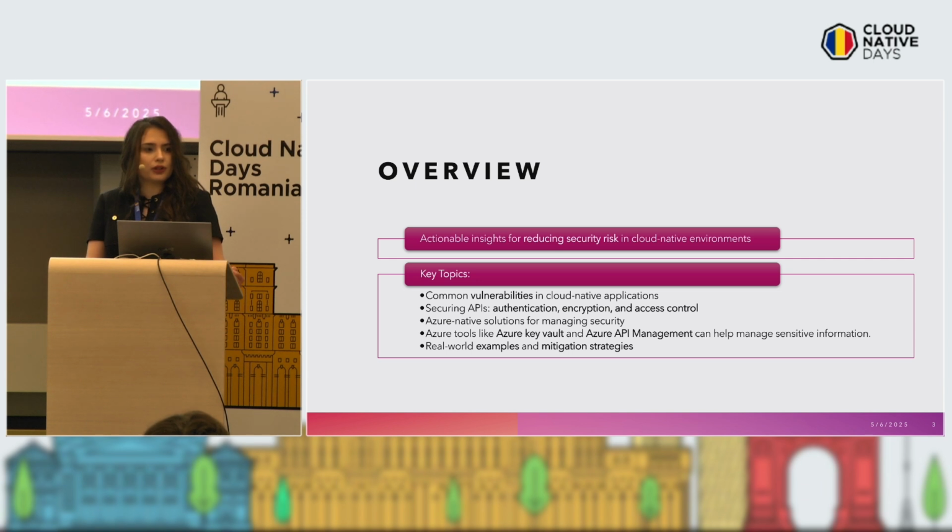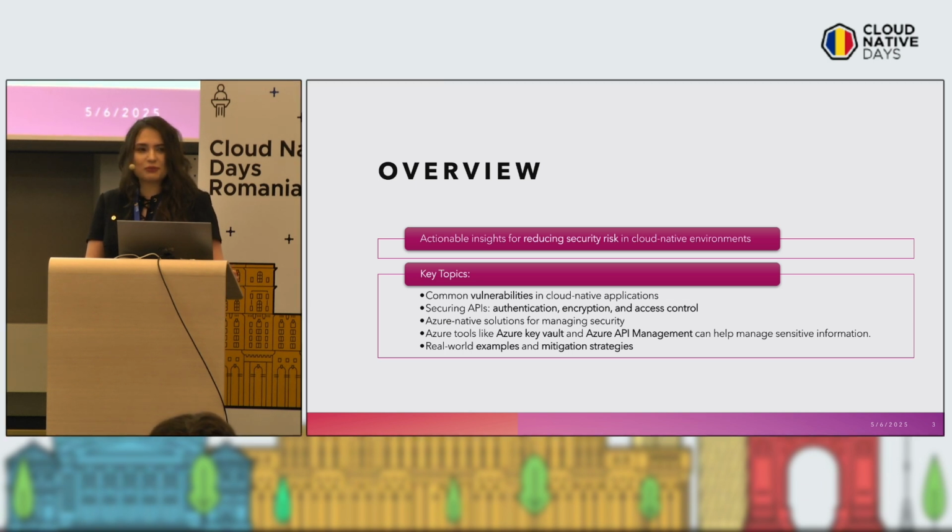How many of you are familiar with Threat Modeler? Have you used it in your applications? Okay, just one person, a few people. So I'll walk you through how Threat Modeler can be used, especially early in the SDLC.